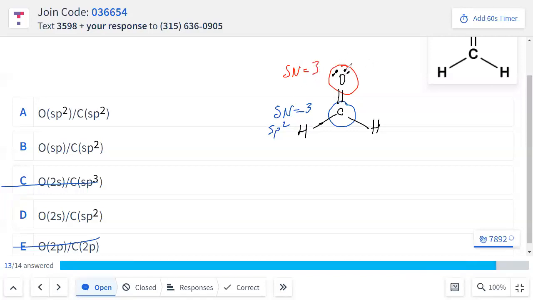But as far as how those orbitals are interacting, well, they're in a trigonal planar orientation as well. Those two lone pairs are 120 degrees apart. They're 120 degrees apart from the carbon to oxygen sigma bond as well. So we've got sp2 on both accounts here. That's letter A. All right, any questions with hybridization so far?